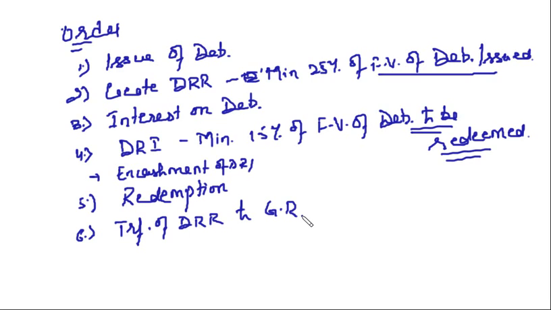Right, friends? And if the question says you have a certain amount of DRR in the DRR balance, cross verify whether you have 25% of the face value or not. If it is not 25%, then make it 25%. I hope this much is clear. So this was method 1 for redemption of debentures, that is redemption on maturity in lump sum.